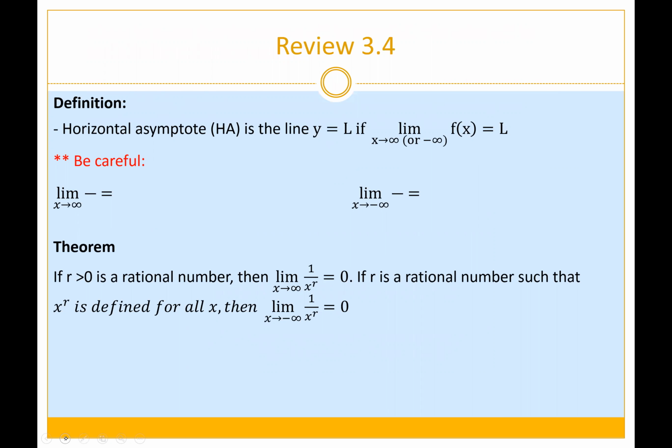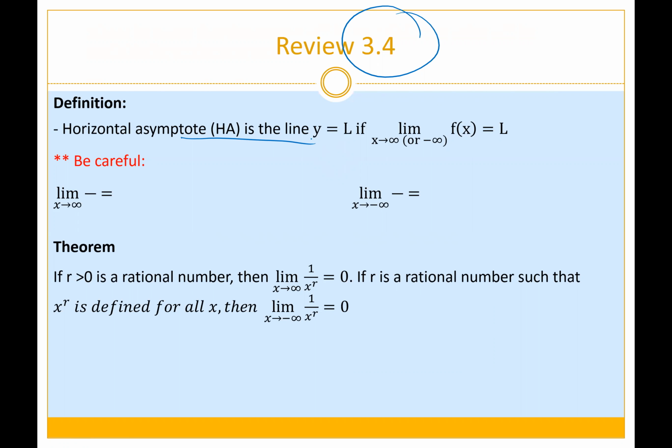Okay, cool. So the first thing about 3.4 is that we're going to learn about horizontal and vertical asymptotes. A horizontal asymptote is defined as the line y equals L if the limit as x approaches infinity or negative infinity of f(x) equals L. Now be careful.